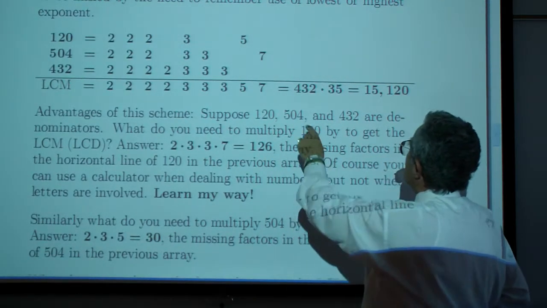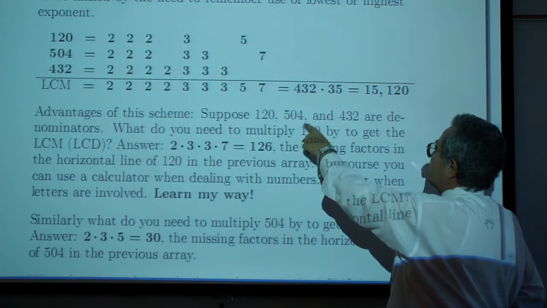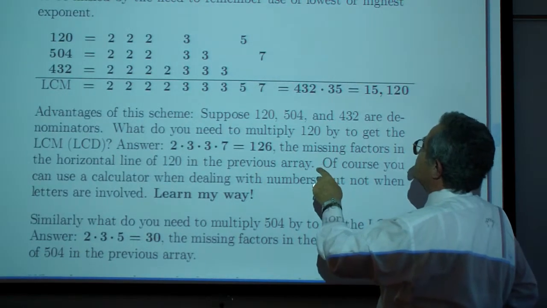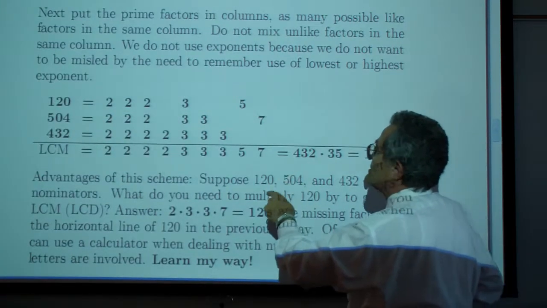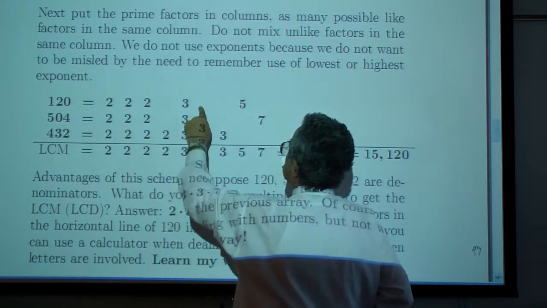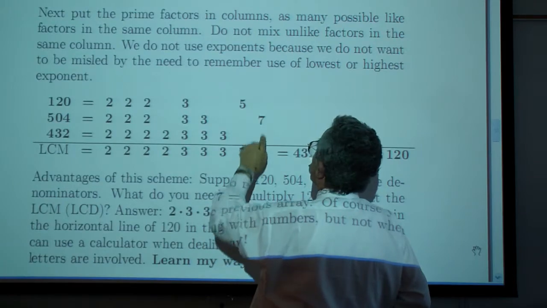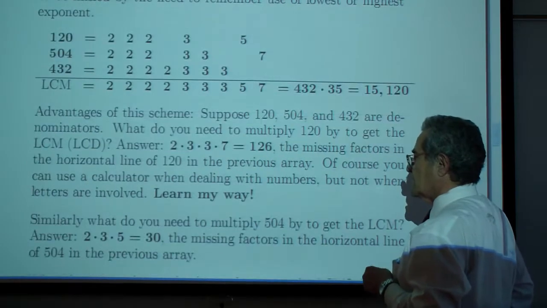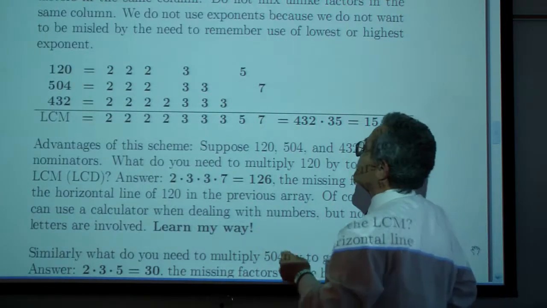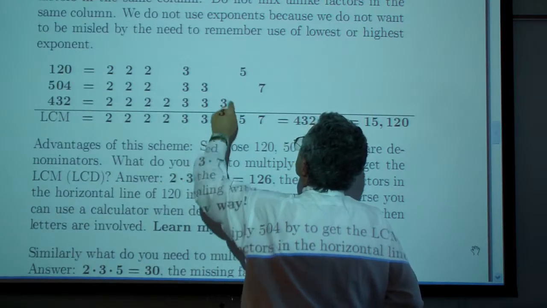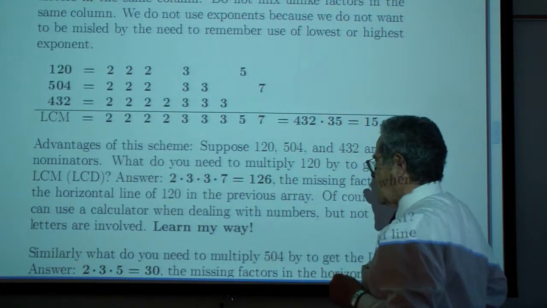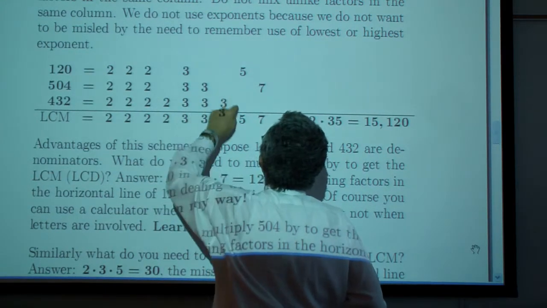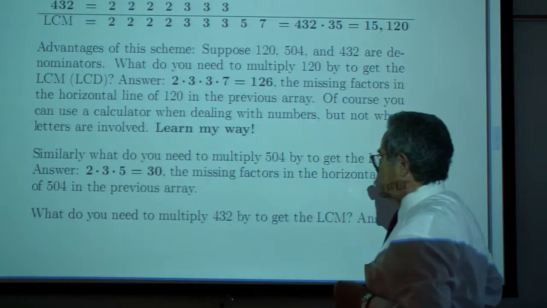Advantages of the scheme. Suppose that 120, 504, and 432 were common denominators. We see immediately that we have to multiply 120 by what is missing. The 2 is missing, the 3 is missing, the 3 is missing, and the 7 is missing. So 2 times 3 times 3 times 7. What is missing in the 504? The 2, the 3, the 5. And what is missing in 120? The 2, the 3, the 3, the 7.